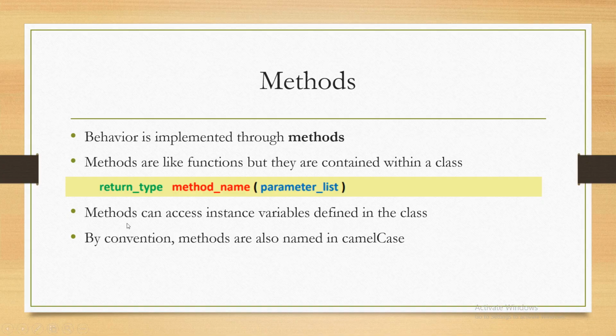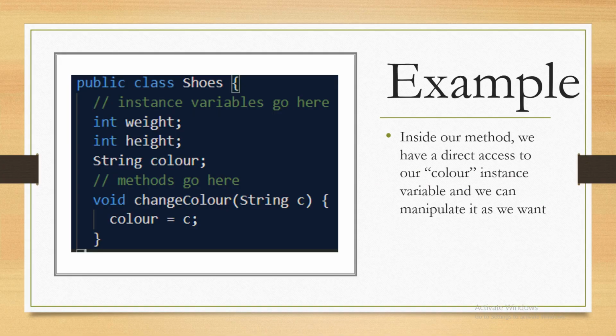And by the way, the thing that I said, methods can access instance variables defined in the class, is so powerful, and you're going to see by yourself when I'm giving you the fresh example after the presentation. So here is the example of how to create a whole class, even though it's a simple class. I don't know why I decided to name it shoes, but anyway, it works.